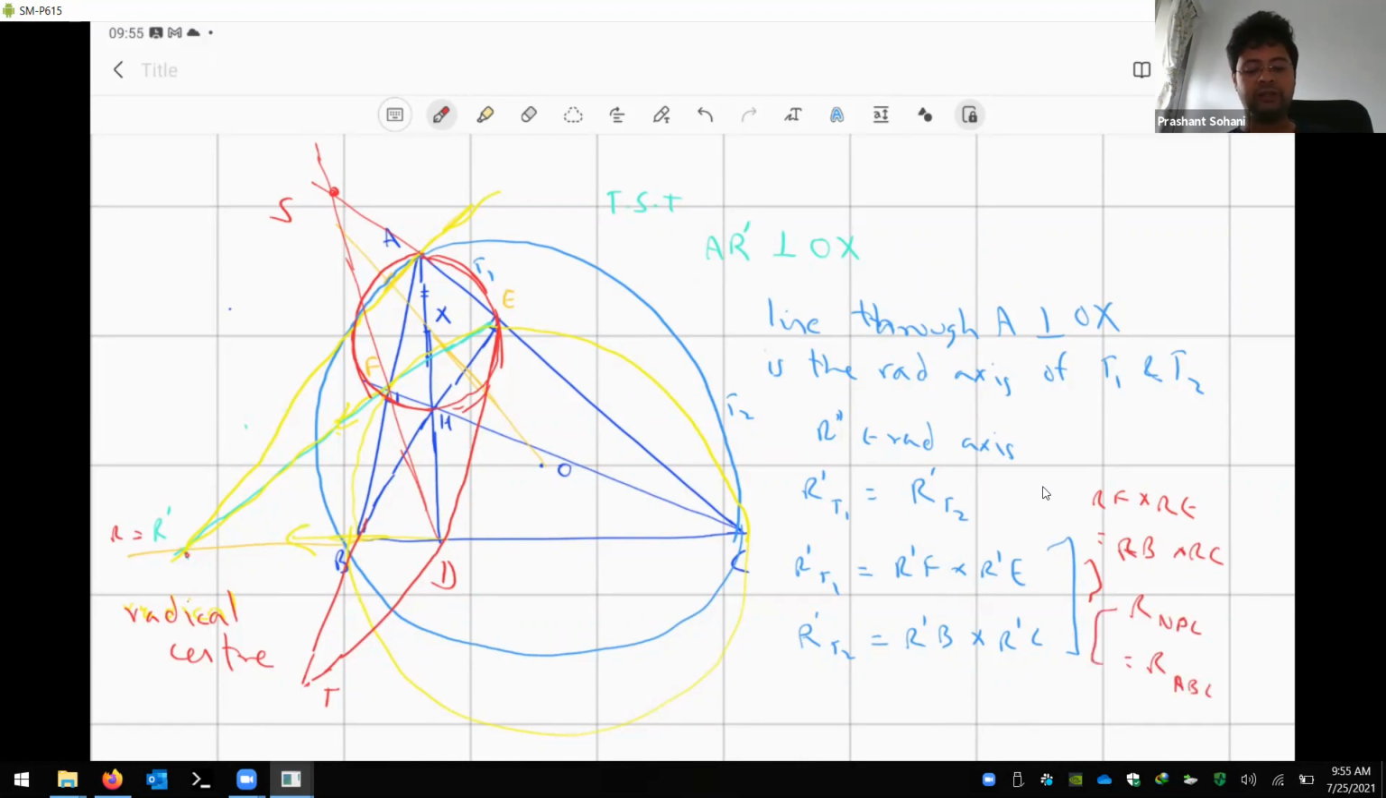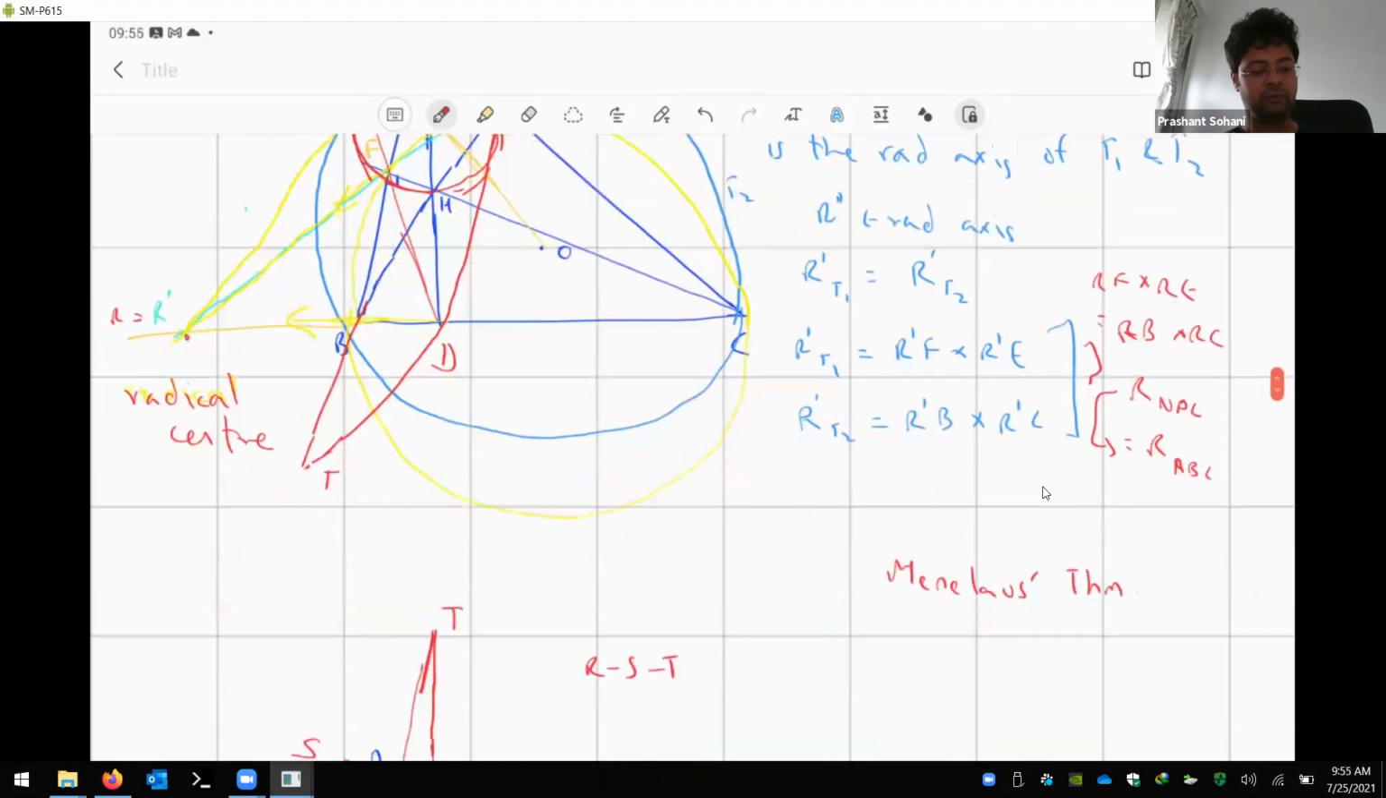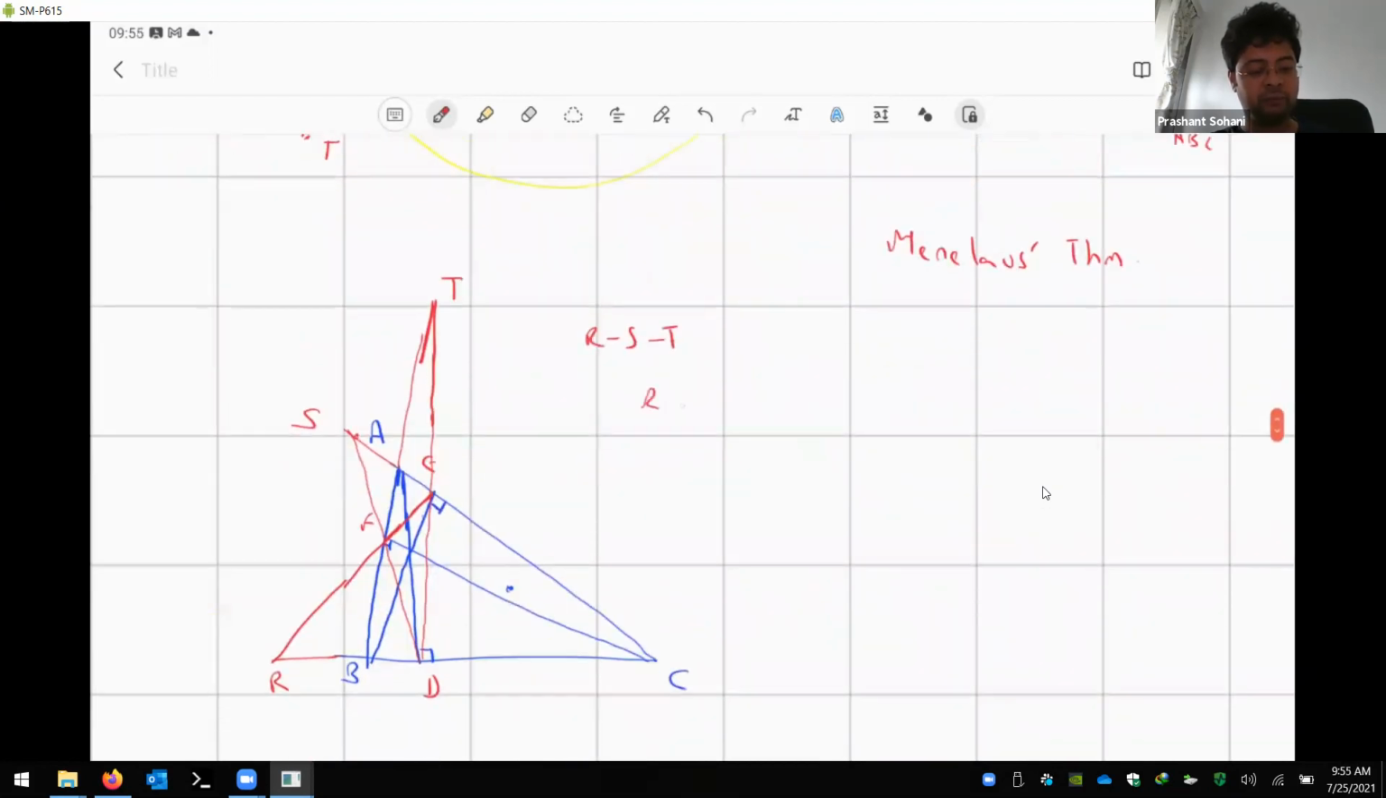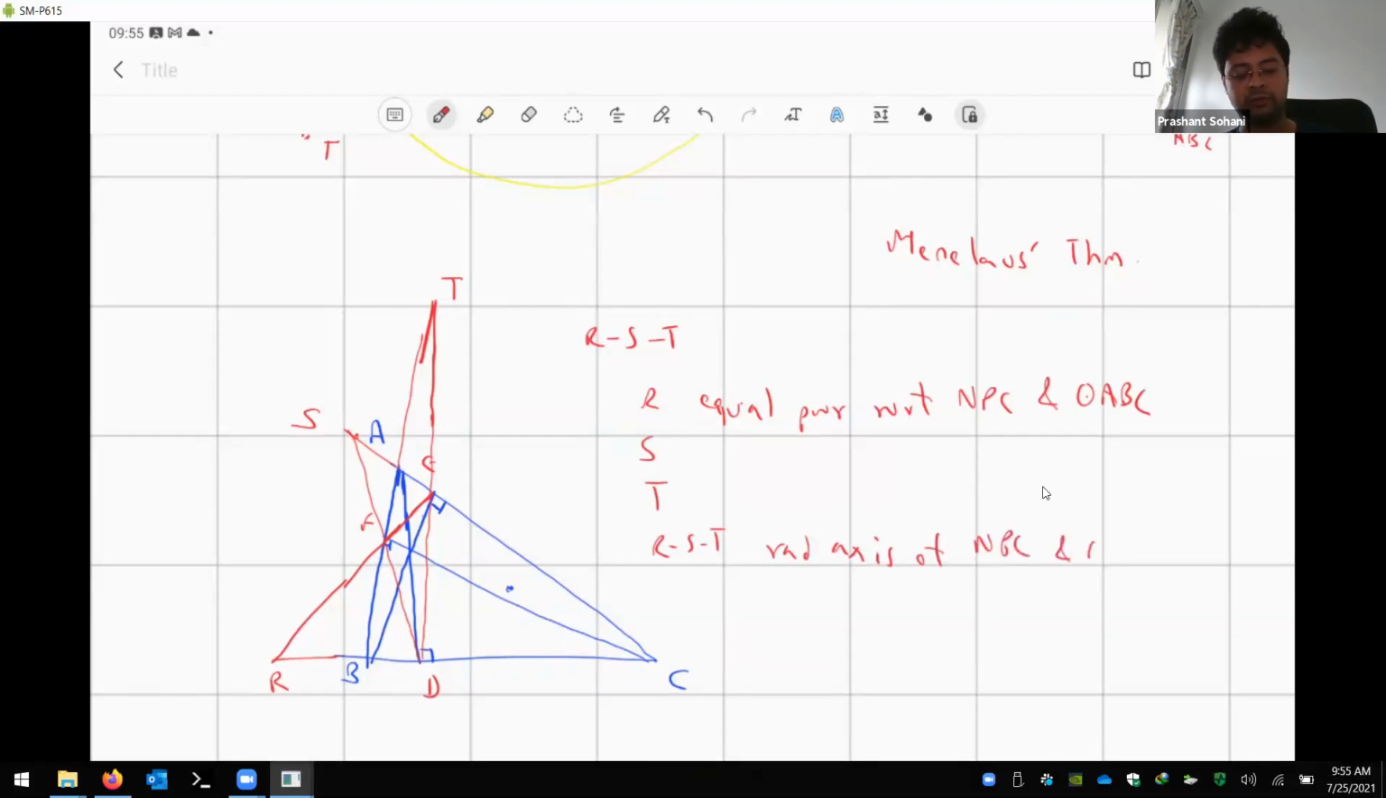So if that is the case and there is nothing special about R, if R has equal power with respect to the 9-point circle and the circumcircle of ABC, obviously S and T will also have the same property. So in fact, the line RST is nothing but the radical axis of the two circles, the 9-point circle and the circumcircle of ABC. So obviously, if there is a radical axis, they will be collinear.